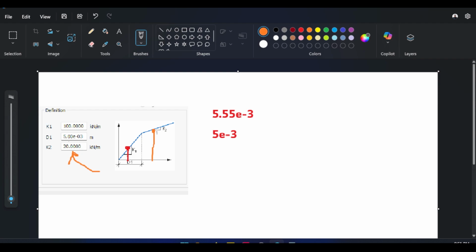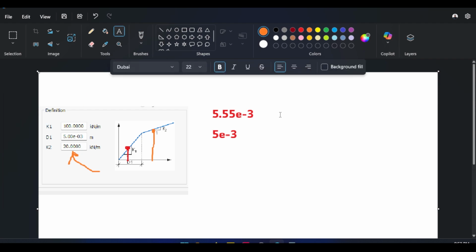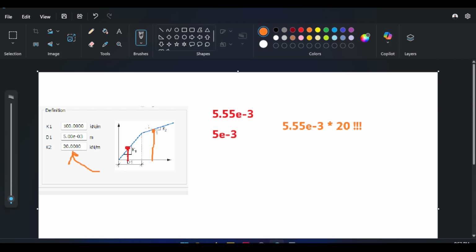So what is the reaction then? You would think, but you are wrong, you would think that the reaction is simply 5.55 e minus 3 multiplied by 20. This is obviously wrong. No, that's not the reaction. The reaction is going to be a summation, because you have two springs, right?